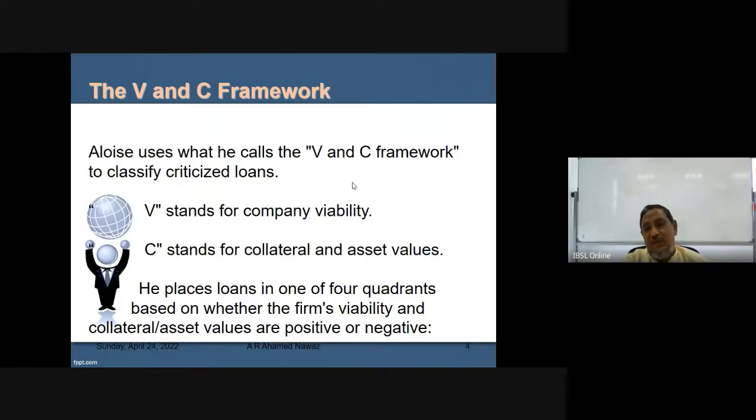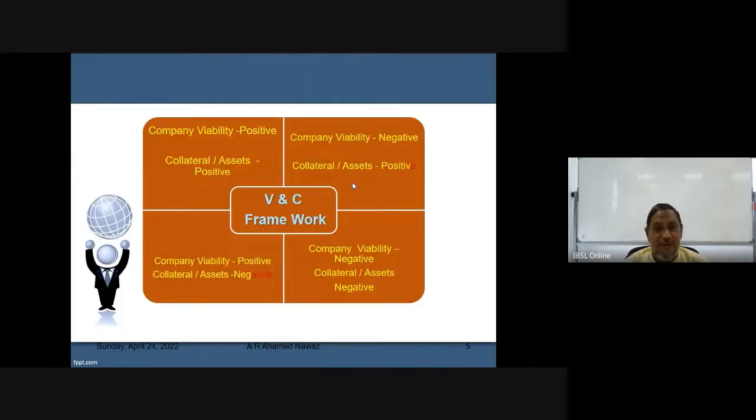One of the researchers uses what he calls the VNC framework to classify and criticize loans. V stands for company viability, C stands for collateral asset values. Two factors: whether the company's business is viable and, on the other hand, whether collateral is available. Based on that, he has placed loans in 4 quadrants depending on whether the company's viability and collateral asset values are positive or negative.